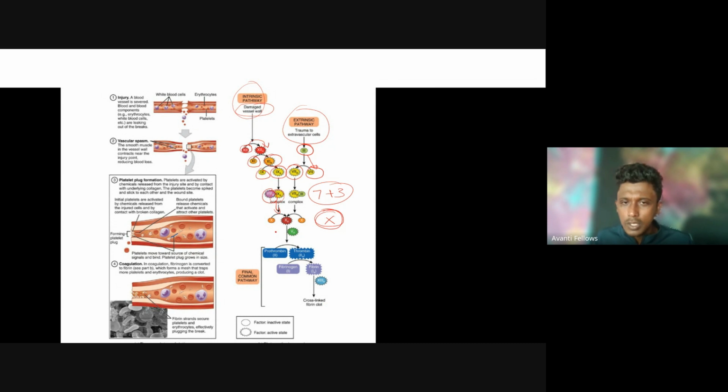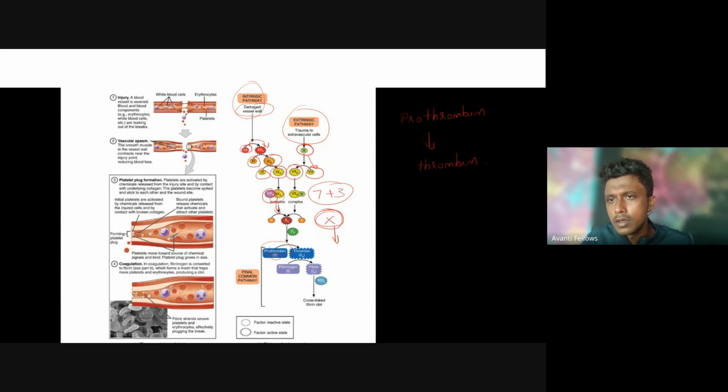Once you have factor 10, a very important step happens. What is the name of factor 2? Prothrombin. Pro means inactive, so the removal of pro will make it active. Prothrombin is converted to thrombin, that is, inactive factor 2 is converted to active factor 2. If they ask you what is factor 2 in coagulation of blood, your answer should be prothrombin. It starts like this: prothrombin is converted to thrombin.